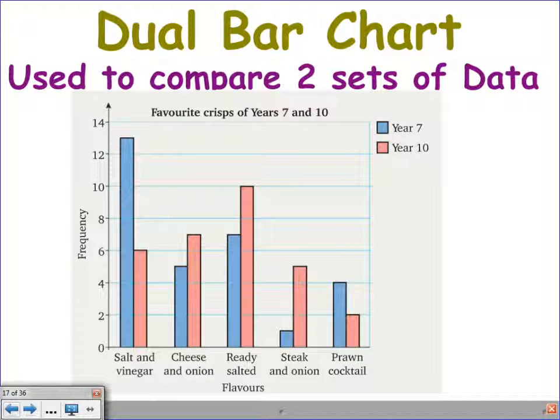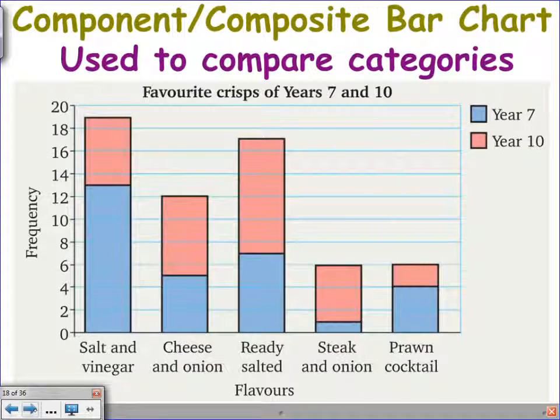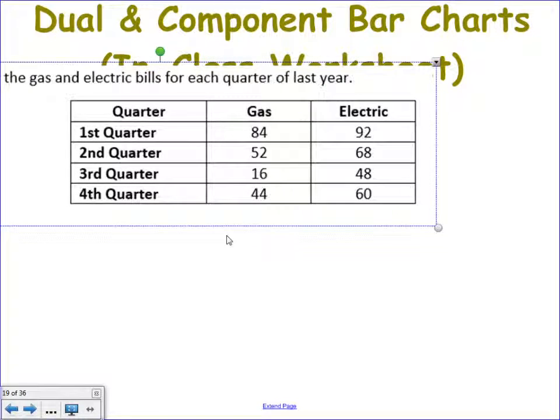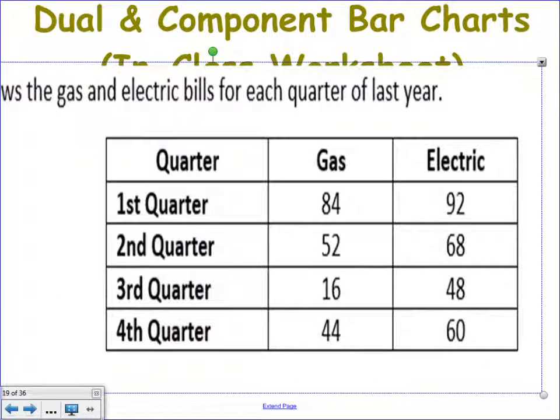Okay? So can you see the difference in the two? My experience of GCSE exams is that 9 out of 10 exam questions will be about dual bar charts. However, 1 in every 10 exams has a component bar chart. So you need to be aware of what it is and what it gives you. Okay? So if we look at the question you've been given, don't start it yet, about the table showing gas and electricity bills for the year, it's going to ask you to plot a dual bar chart and a component bar chart for this data.